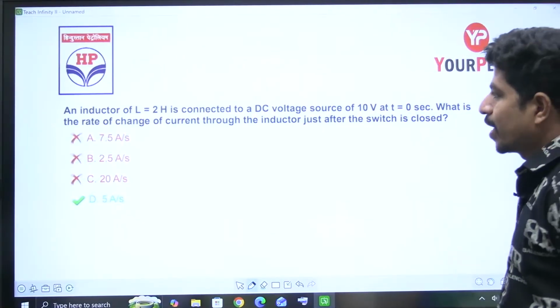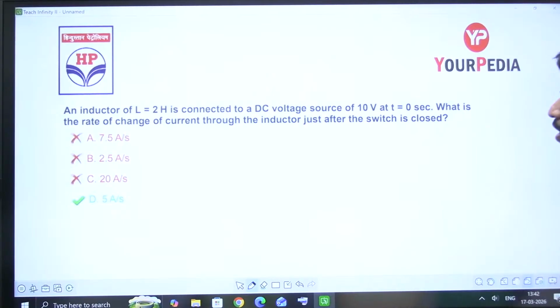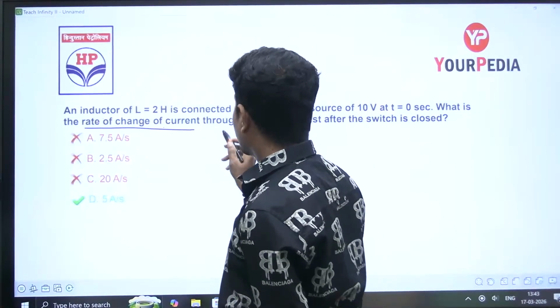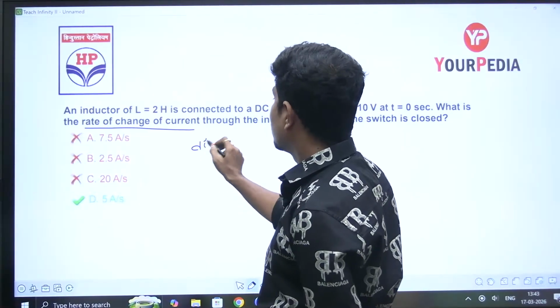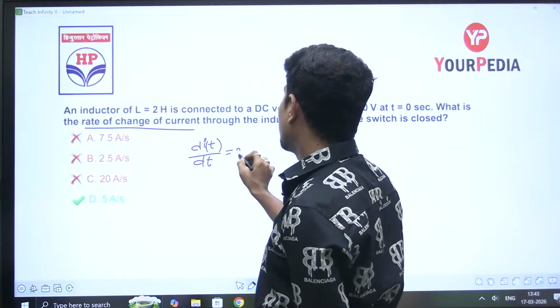What is he asking? An inductor of L is equal to 2 Henry is connected to a DC voltage source of 10 volts at t is equal to 0. Okay. What is the rate of change of current through the inductor? Rate of change of current is nothing but di of t by dt. He is asking about di of t by dt.